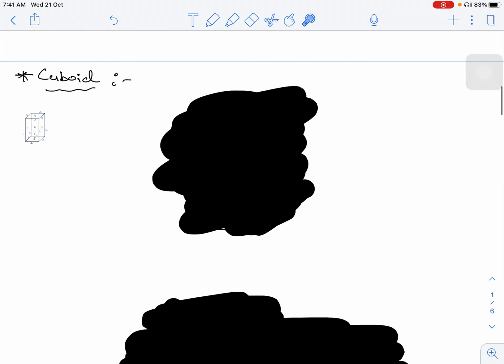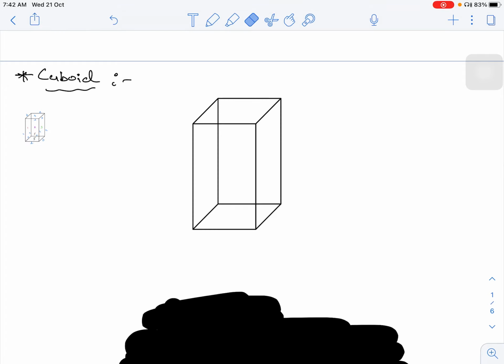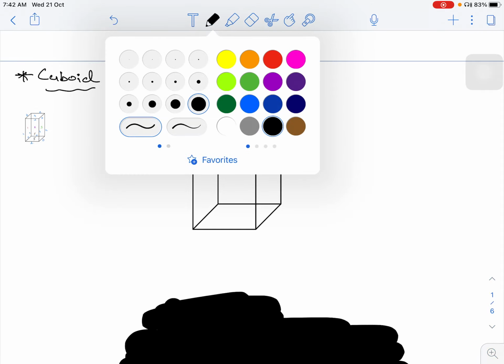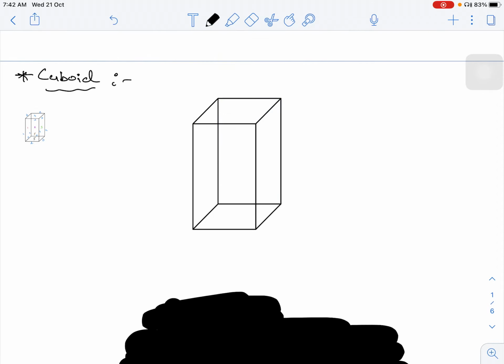Now, what is a cuboid? A cuboid is a three-dimensional figure having length, breadth, and height. Here we have the figure of a cuboid. It can be seen that this figure has six faces. How many faces are there? There are six faces. Each face seems to be a rectangle. For example, this one is one of the faces. So each face is a rectangle.